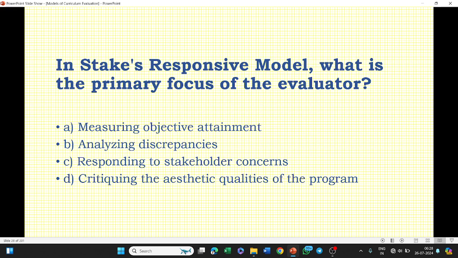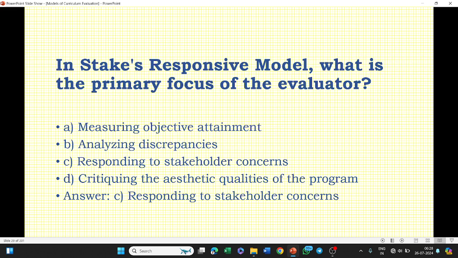Next, in Stake's responsive model, what is the primary focus of the evaluation? Options: measuring objective attainment, analyzing discrepancies, responding to stakeholder concerns, critiquing the aesthetic qualities of the program. Answer of this question is option C, that is responding to stakeholder concerns.